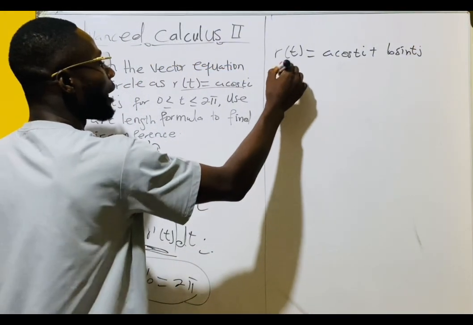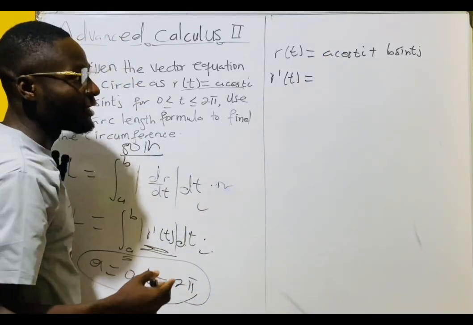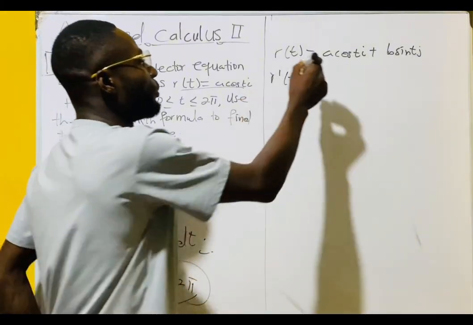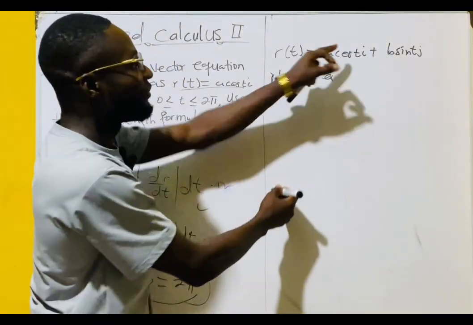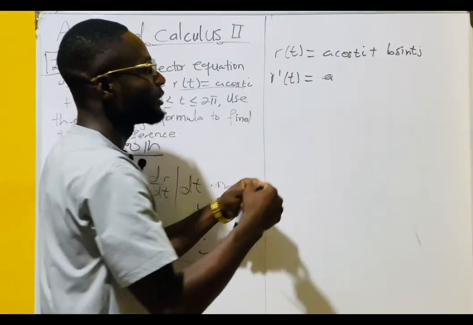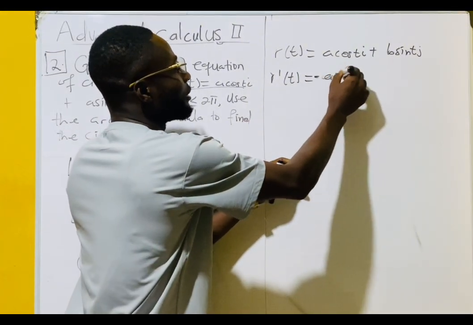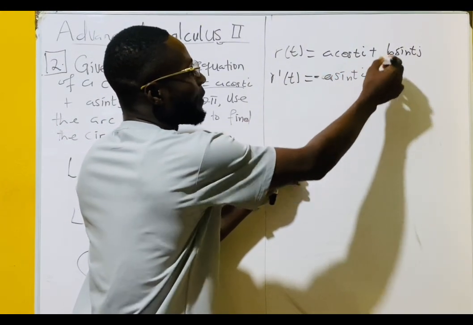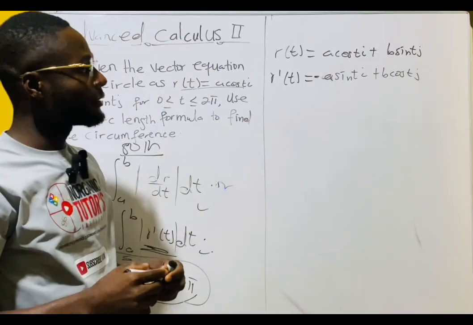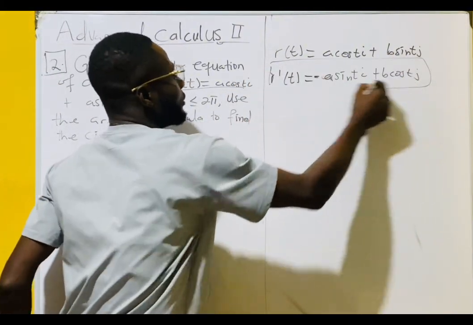So we know that r of t is equal to a cos t i plus a sin t j. So r prime of t will be equal to, we differentiate the first term, which is a. A is a constant, so when you differentiate, you have 0. So there is no need to touch that. Then we differentiate the second term: the differential of sine is cos, and the differential of cosine is negative sine. So we have negative a sin t i plus a cos t j. This is the differential of the radius.